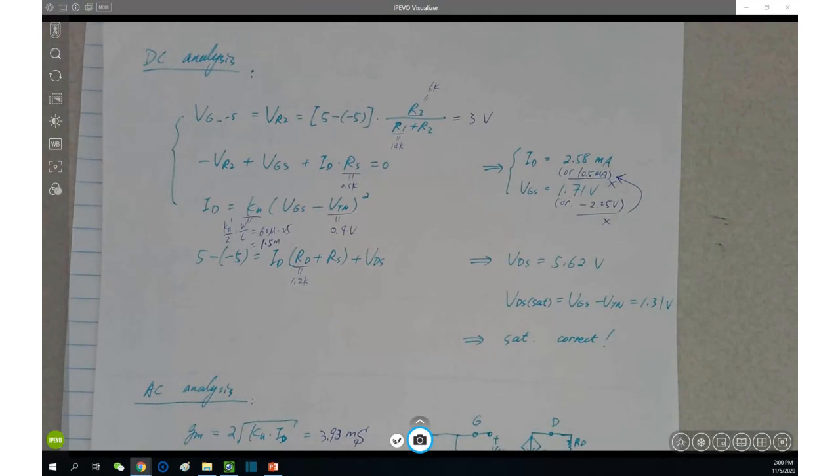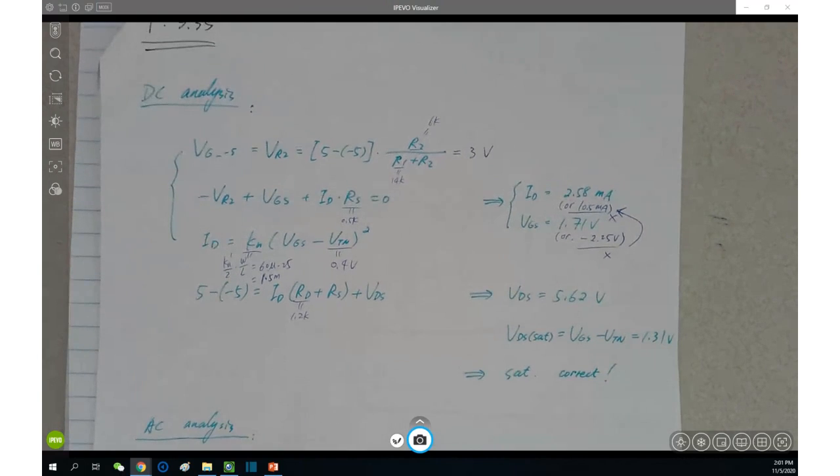And here I'm presenting the DC analysis. And of course, you guys just need to focus on the equation to see. Anything that needs to be discussed? Any questions you have?